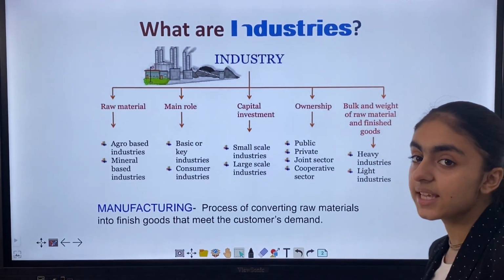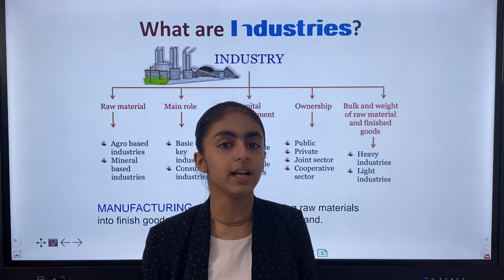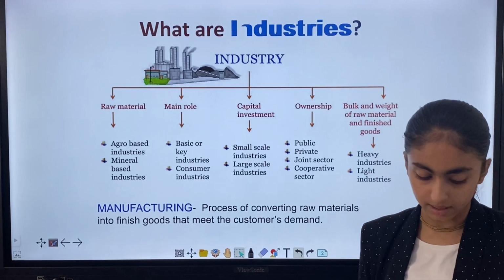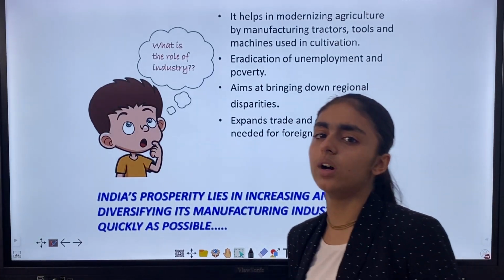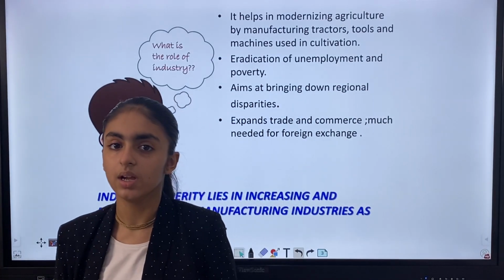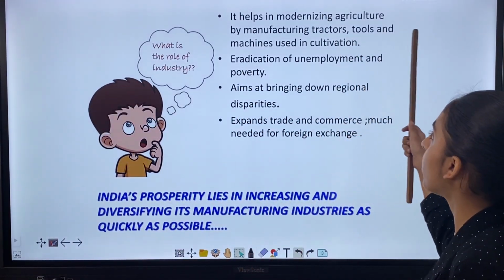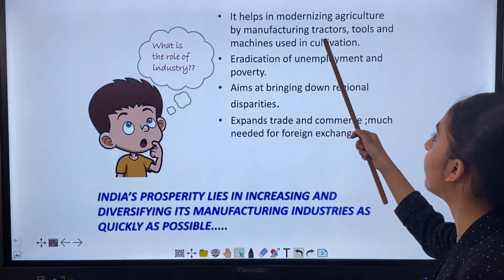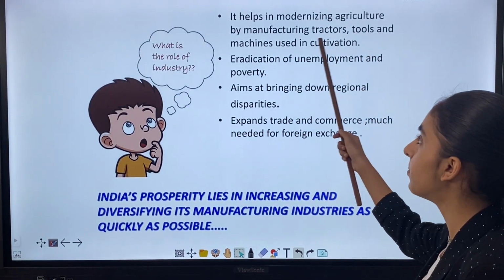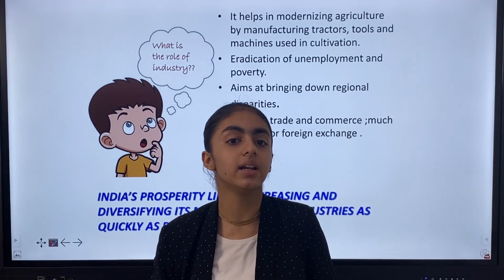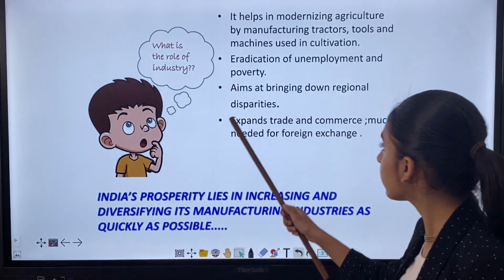Manufacturing. It is a process of converting raw material into finished goods that are meant for people's demands. Next comes, now we have learned what is the meaning of industry. Now let us know what's the role of industry. It helps in modernizing agriculture by manufacturing tractors, tools, machines that are used in cultivation. It means that it helps in the agriculture sector.